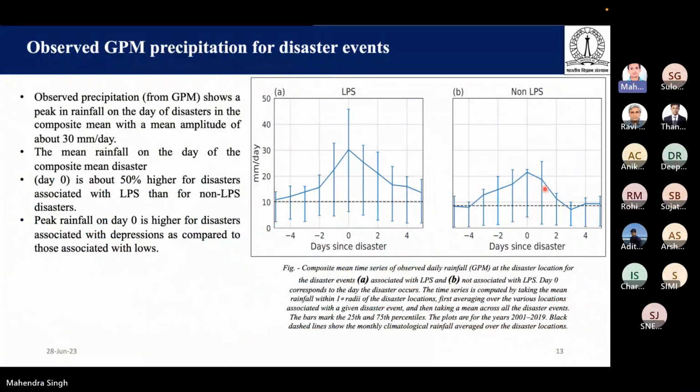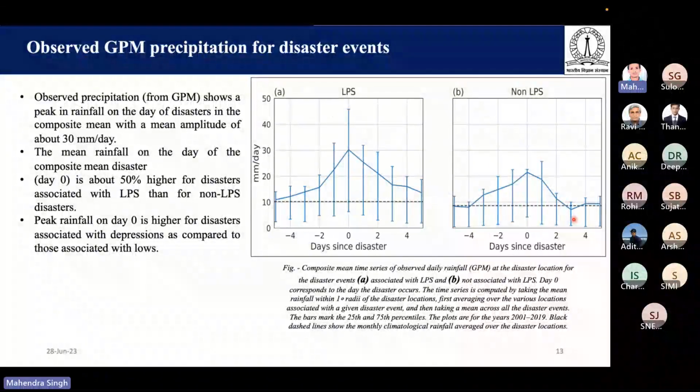Now here they have also connected the monsoon precipitation with the disaster events. So here they have plotted the composite mean of time series of observed daily rainfall at the disaster location for the disaster events. The first one is for LPS days, and the second, figure B, is for non-LPS days.